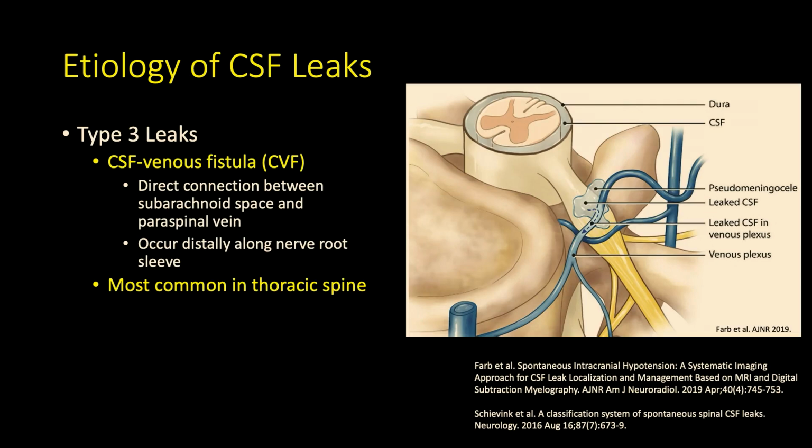And then we have type 3 leaks. This is pretty amazing. These are CSF venous fistulas. This entity was only first described in 2014, so we haven't even known about this for a long time. And what these are, they're direct communications between the thecal sac and a paraspinal vein, and they usually occur distally along a nerve root sleeve. These are most commonly seen in the thoracic spine, and these are characterized by a slower rate of CSF leak.